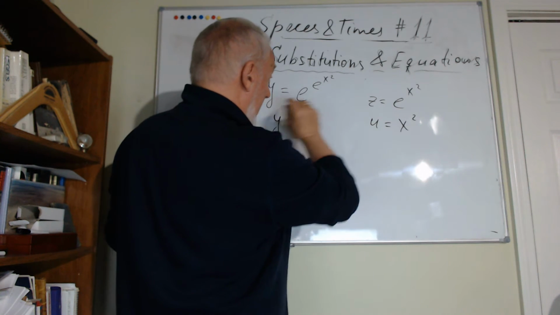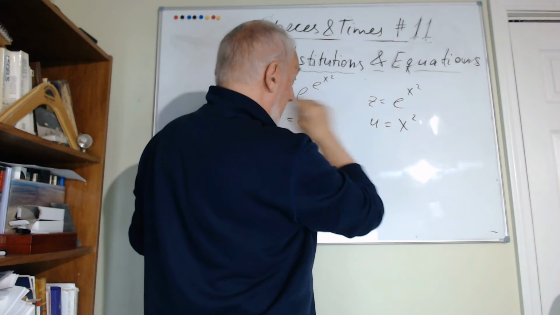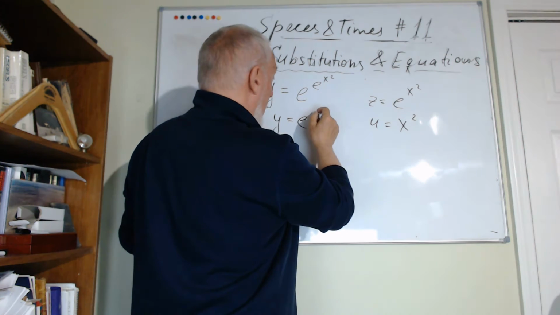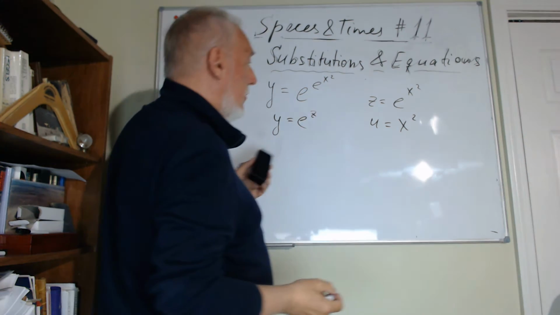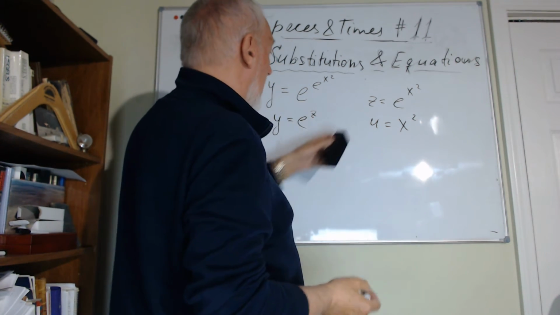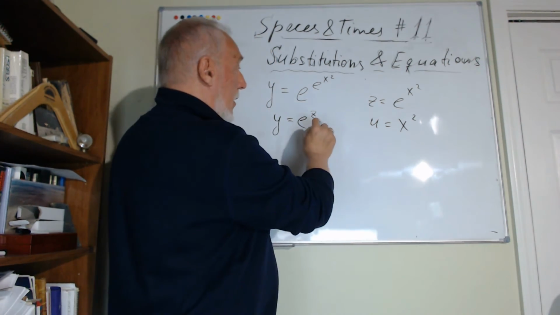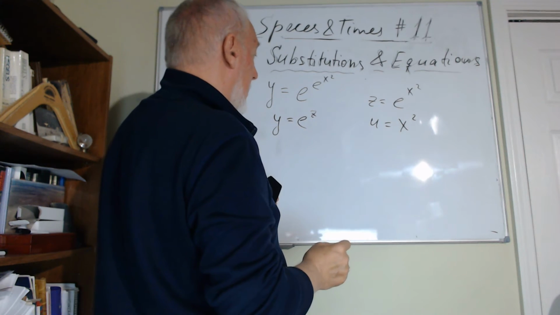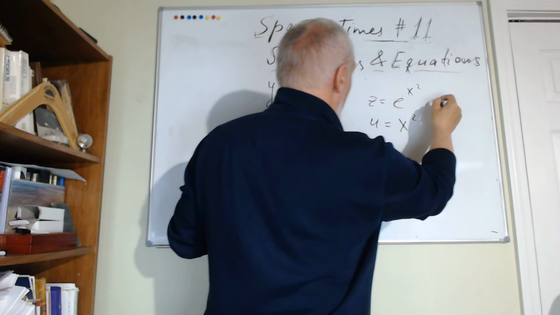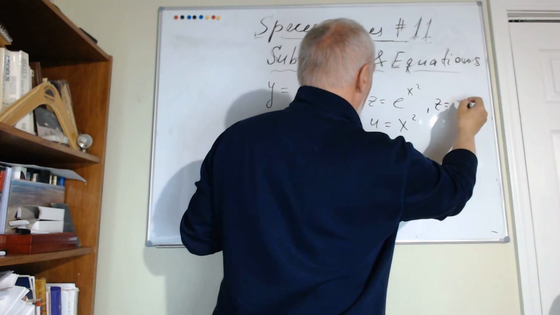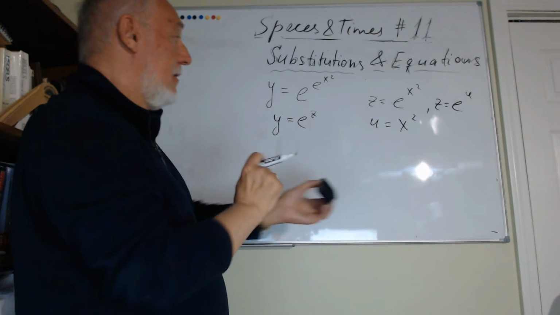e to the power of z, right? We're using z again? I thought it would be e to the power of e to the power of u. Who cares? It's the name of the variable. And z is e to the power of u.